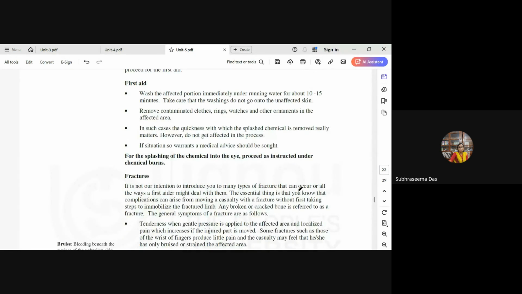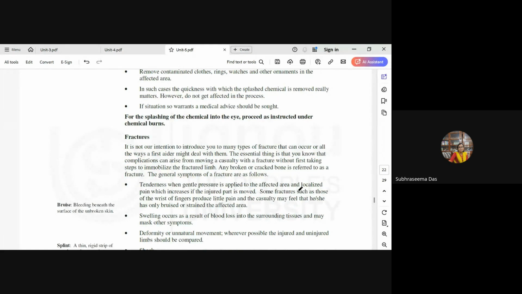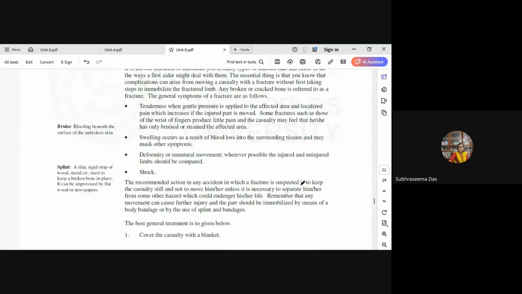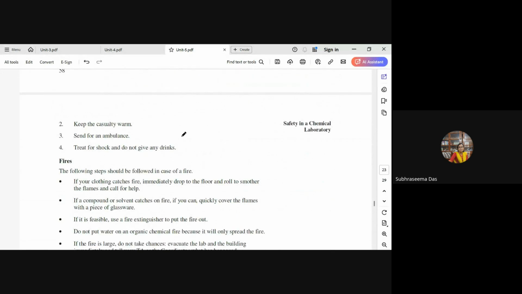However, in this process we should not put any neutralizing agent, and we directly consult a doctor. Now if we have fractures, although very uncommon, any broken or cracked bone might occur due to some accident in a lab. In this case we should directly consult a doctor. Any movement of the part should be avoided. A splint is a thin rigid strip of metal that is used to keep a broken bone in place. The best general treatment is to cover the casualty with a blanket, keep the casualty warm, and then call for an ambulance.